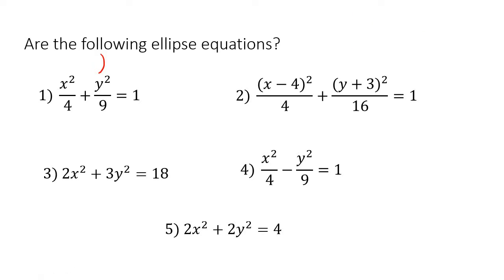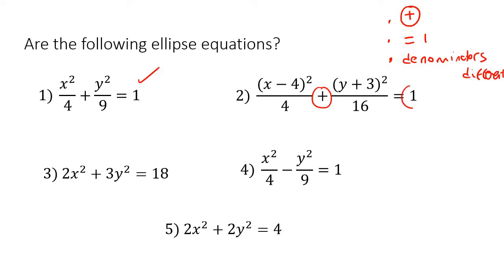Okay? So let's see. We said that for something to be an ellipse, there must be a plus in the middle, it must be equal to 1, and the denominators must be different. So the denominators are different, there is a plus in the middle, and there's a 1. So this is an ellipse. Let's look at number 2. There's a plus in the middle, it's equal to 1, and these are different. That's an ellipse. Let's look at number 3.